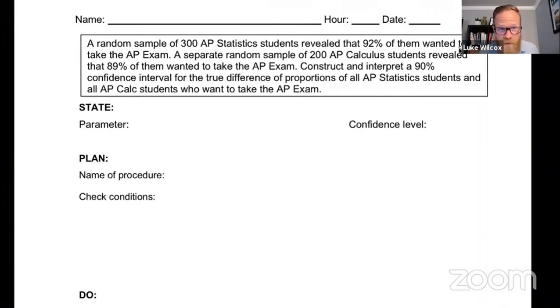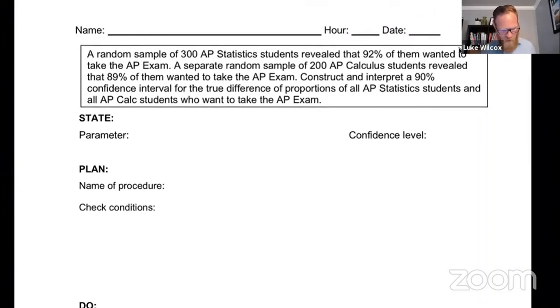A random sample of 300 AP Stat students revealed that 92% of them wanted to take the AP exam. This is not anything new. This was on the previous page. Once again, I have a p-hat of 0.92 for my AP Statistics students. But let's continue on. A separate random sample of 200 AP Calculus students revealed that 89% of them wanted to take the AP exam. Now we've got another sample and another proportion, so another p-hat value, which is 0.89. To distinguish those two proportions, I'm going to call the first one P1 and the second one P2.